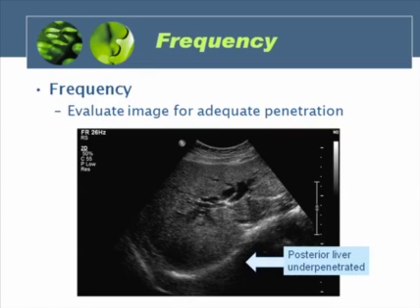Let's take a look at this image and evaluate it. This is an ultrasound of the liver. Now we notice some possible pathology in the center portion of the liver. However, notice that the posterior portion of the liver is underpenetrated. When we evaluate this image, we see this, and we should possibly think maybe we need a lower frequency transducer.